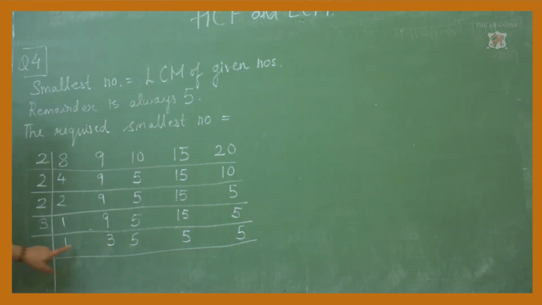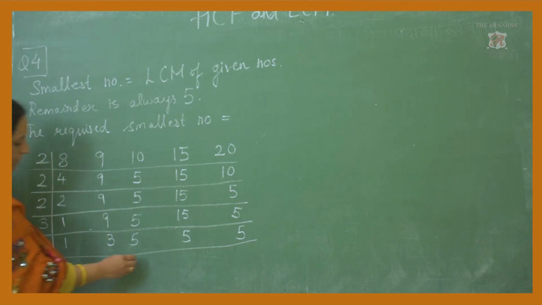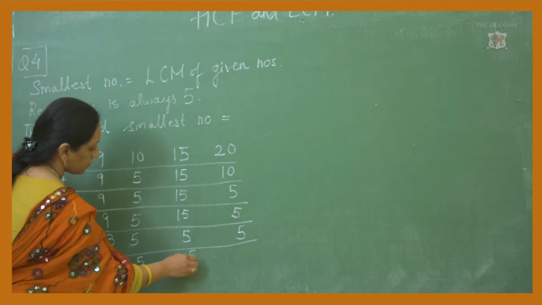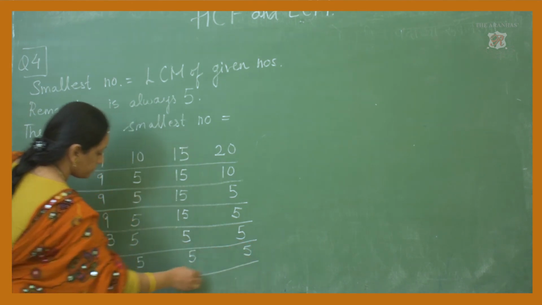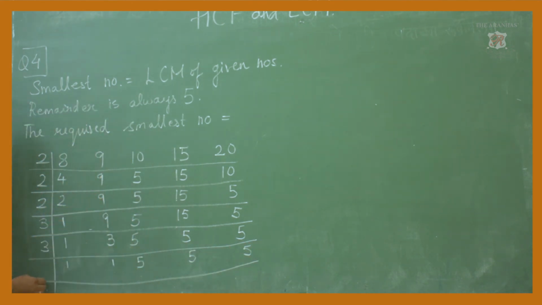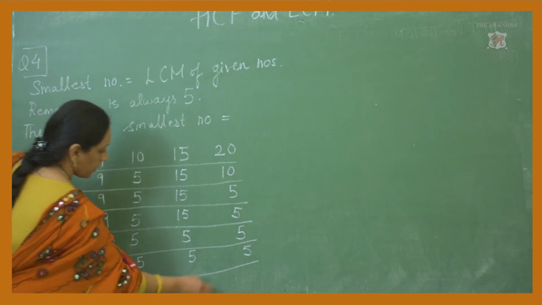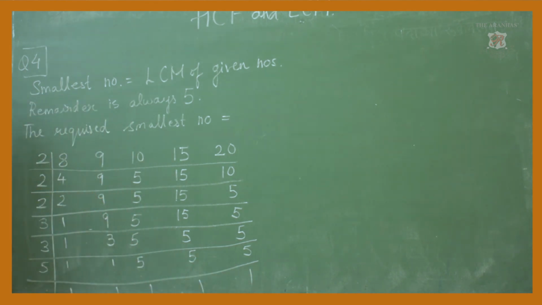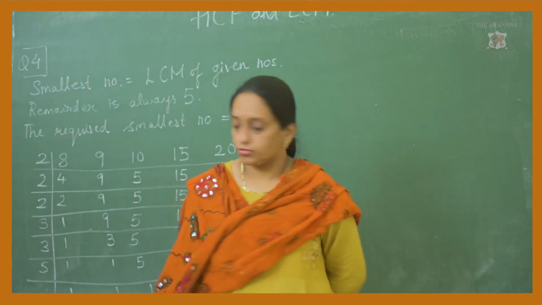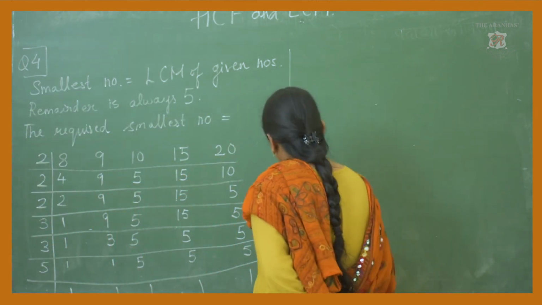Now it is 1 3 5 5 5. So I can take 3 again, because 1 is contained in 3. 3 1s are 3. Again 5 5 5, then now I can take only 5, because 2 and 3 work is over. 5 1 1 1 1 and 1. The sum is over because I have got 1 everywhere. So see how to write. I told you in the previous sum.